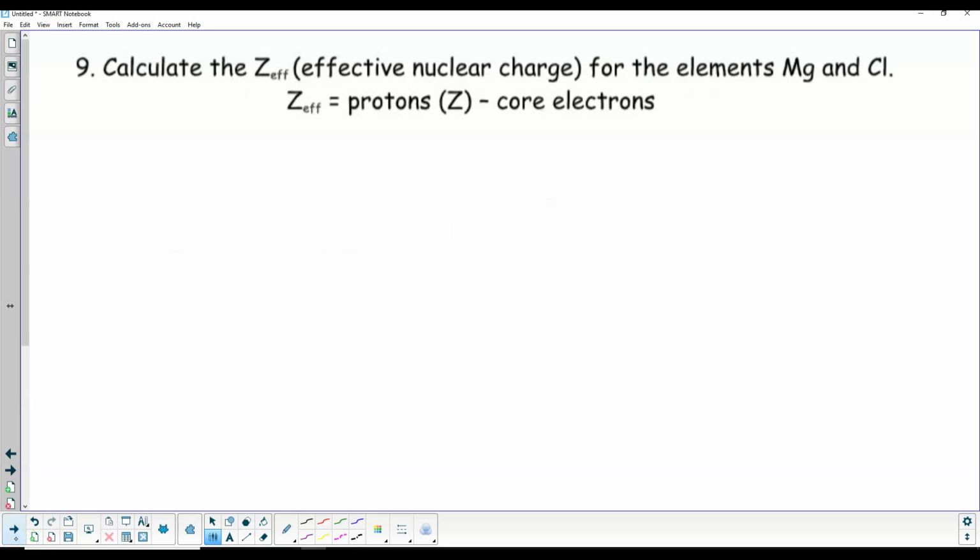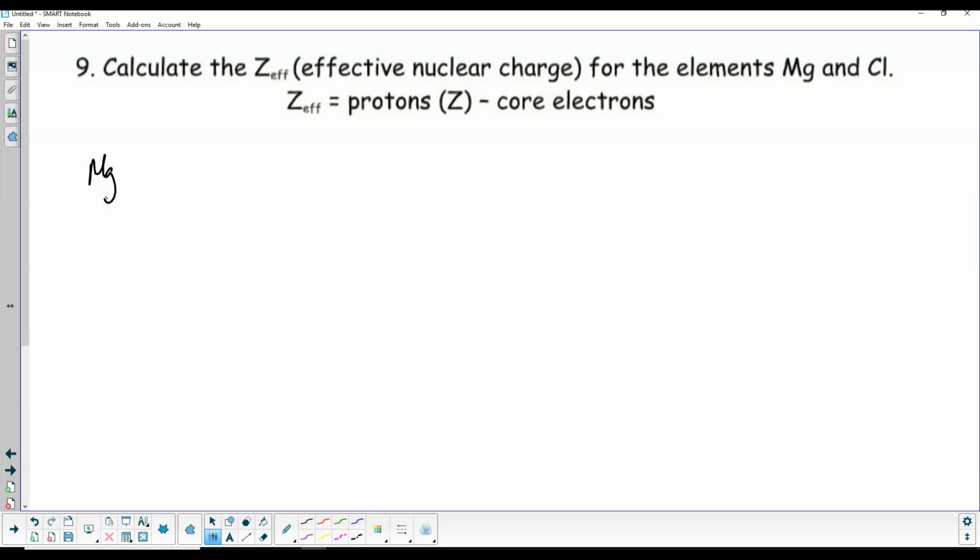Okay, so next we're going to calculate the Z effective, which is the effective nuclear charge for the elements magnesium and chlorine. And so here I've given you the formula. So to calculate the Z effective, the effective nuclear charge, you take the number of protons, which is the Z number, minus the number of core electrons. Okay, and so core are the ones that are not valence. So let's take a look at, for instance, the element magnesium.